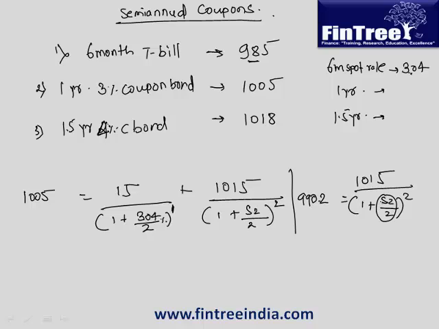So second clear TVM, 990.2 negative is the present value. 1015 as future value. Even though it's 1 year, it has got two 6 month periods. So 2 is n. Compute IY. 1.24 multiplied with 2. So 2.48 is your 1 year spot rate.